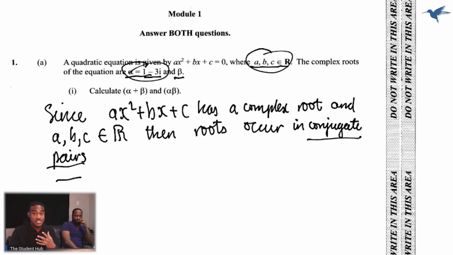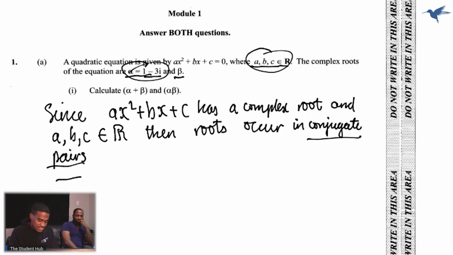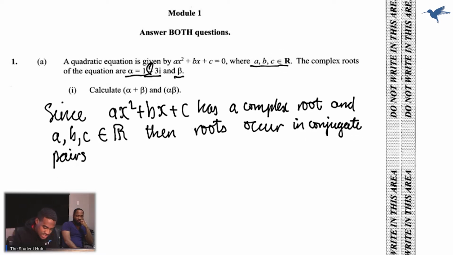So that's what you need to know. It's either you know it or you don't know it. So that's why I advise that you learn that rule, you know that rule inside out, right? And well, once you know that it occurs in conjugate pairs, then you move forward. It's really easy to find out what beta is. It's just a matter of changing the sign here in alpha. That's what we mean when we say it is a conjugate.